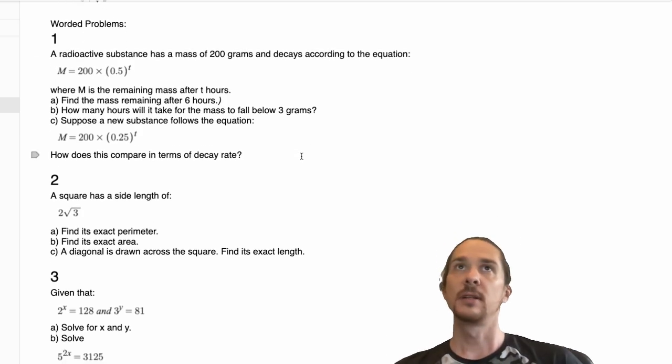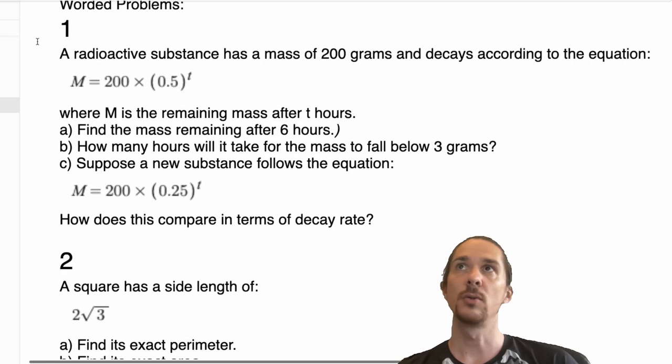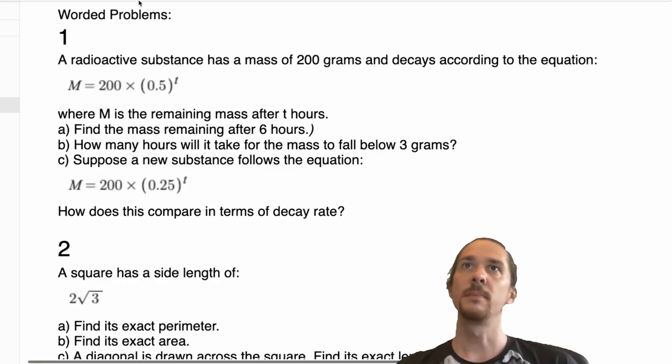A radioactive substance has a mass of 200 grams and decays according to the equation where the mass is 200 times 0.5 to the power of t. So m is the remaining mass, t is the number of hours it's been. So firstly, find the mass remaining after 6 hours.